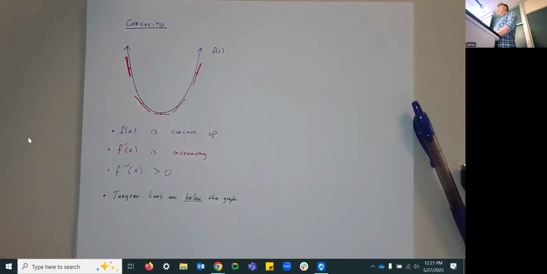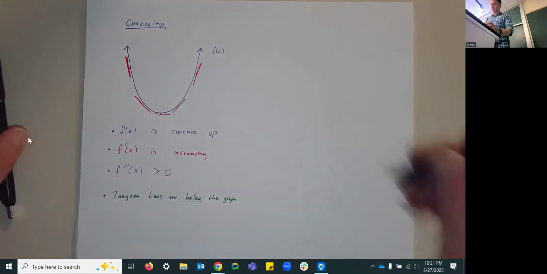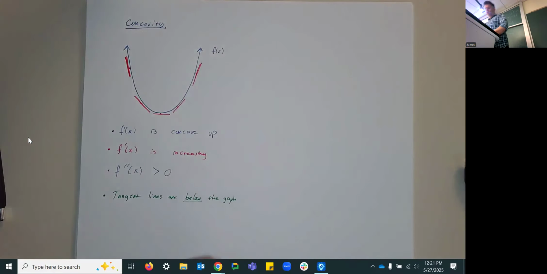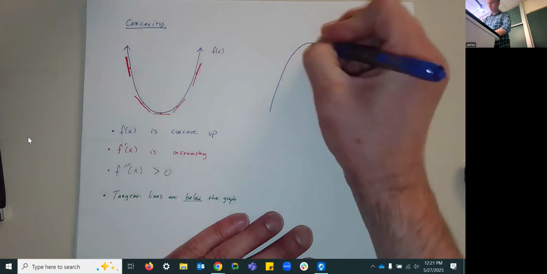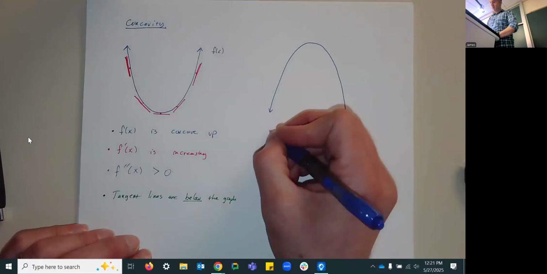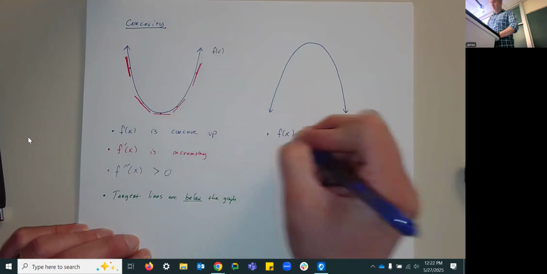And in a second, we'll see for concave down, all the opposite things are true. So if we look at one that's concave down, similar ideas. Here, the function is certainly opening downward.